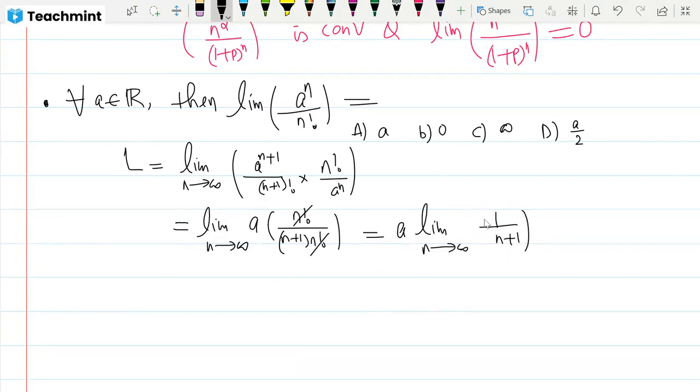Now what is this limit? If n is large, then 1 by n is 0, right? So this is a times 0, which is 0, less than 1. By the ratio test for sequences, the limit of the ratio is 0, which is less than 1.